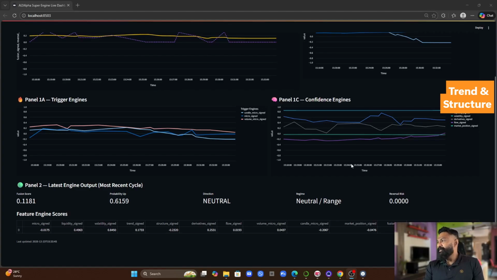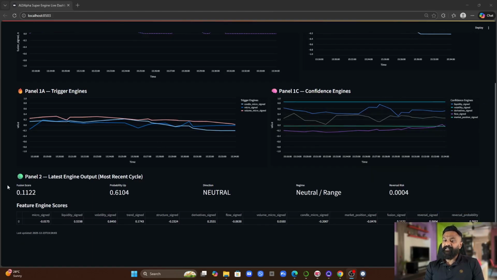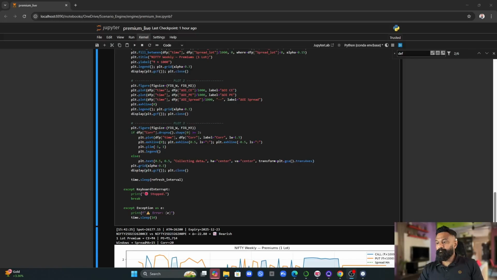This panel gives me the confidence. So this panel is a confidence engine because of liquidity, volatility, derivatives, flow, market position. So at the end, for every single minute, I get fusion score, probability, direction, whether it's neutral, whether I have to buy PE, buy CE, regime, whether it's bullish, bearish, range bound, or neutral, and then the reversal risk. And for every single minute, I get the individual engine score at the bottom. This engine is under validation at the moment, but I believe this will be a very good, effective engine, and that's why I call it a super engine.